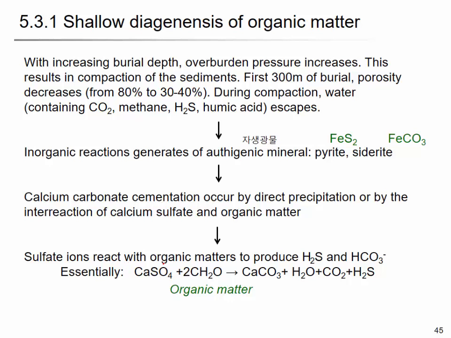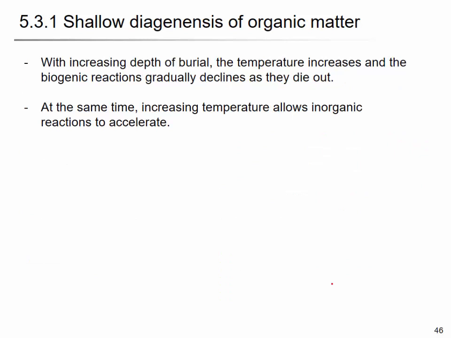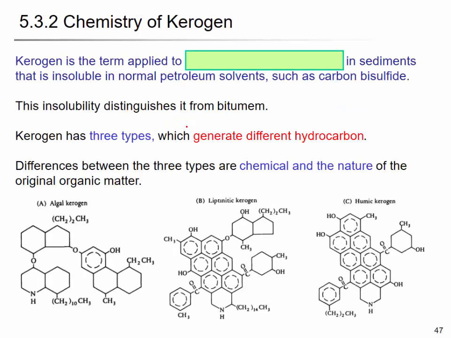And sulfate ion reacts with the organic matter to produce hydrogen sulfide and bicarbonate. Essentially, it will react with the organic matter and produce carbonate, hydrogen sulfide, and carbon dioxide. So with increasing depth, temperature increases, and biogenic reaction gradually declines as the organisms die out. At the same time, increasing temperature allows the inorganic reaction to accelerate. So this will produce the kerogen ultimately.